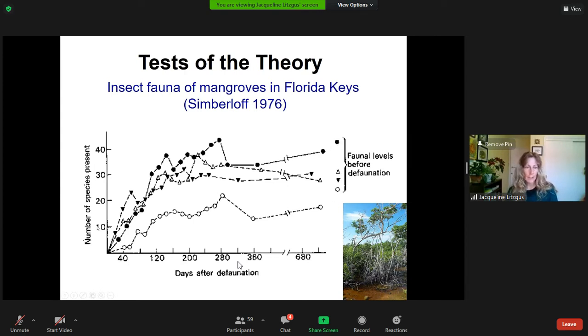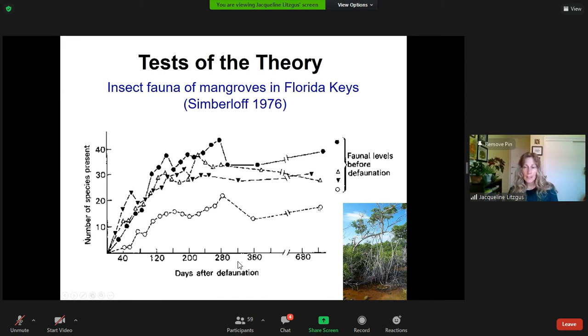And here's the number of species present on those 4 islands. And then on the x-axis here, we have the days after the defaunation insecticide event. So here's the starting point. And you can see that there's this jumping around, but generally there's this increase as we move through time, and then it flattens out.